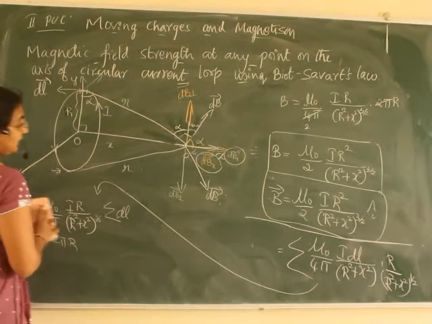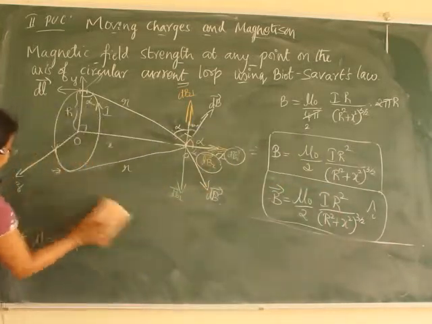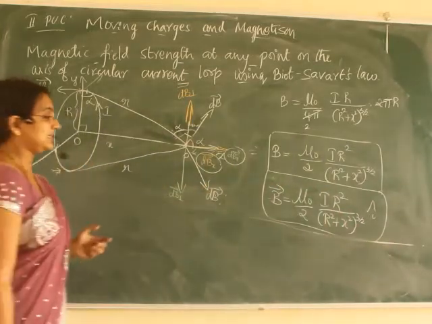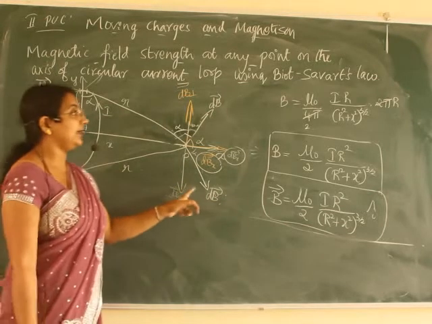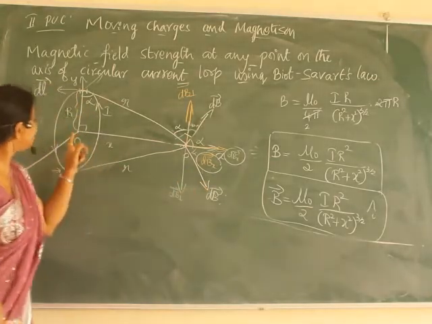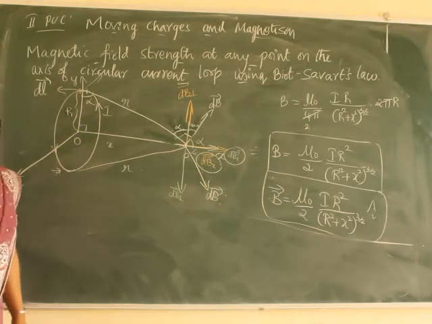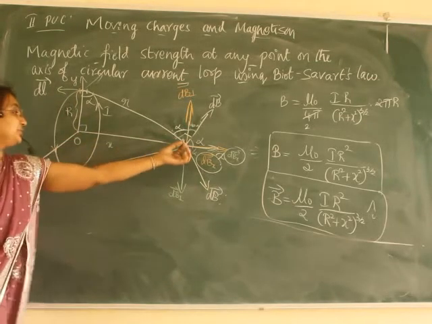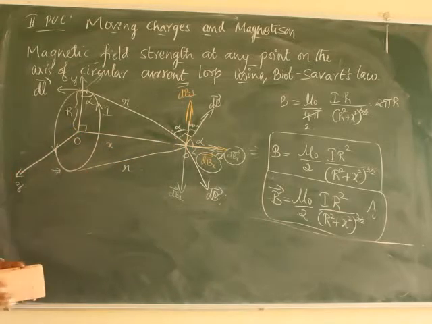Therefore, what is the magnetic field? This is the expression, correct? Now my question is, if we want to find the magnetic field at the center of the loop, instead of at a point P, at the center of the circular loop, then what will be the expression? At the center means I have to shift this point to here. Therefore, x is equal to 0, correct?